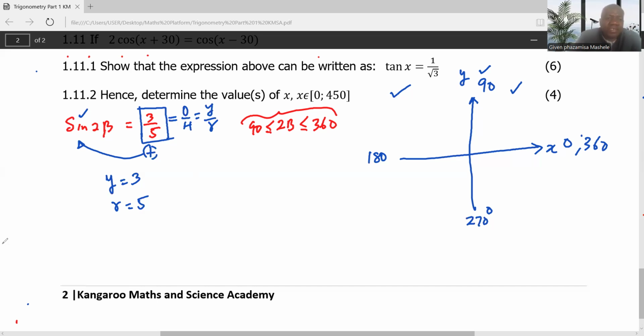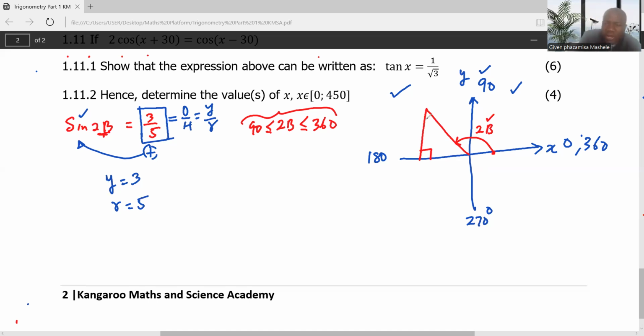So our right angle triangle will be in the second quadrant because of that condition, not in the first quadrant, because the boundary is already above 90. So how are we going to draw our angle from the x-axis up until it touches the hypotenuse? But now we're not going to put theta. The angle here is 2 beta. We're dealing with 2 beta, not beta, because the condition is for 2 beta.